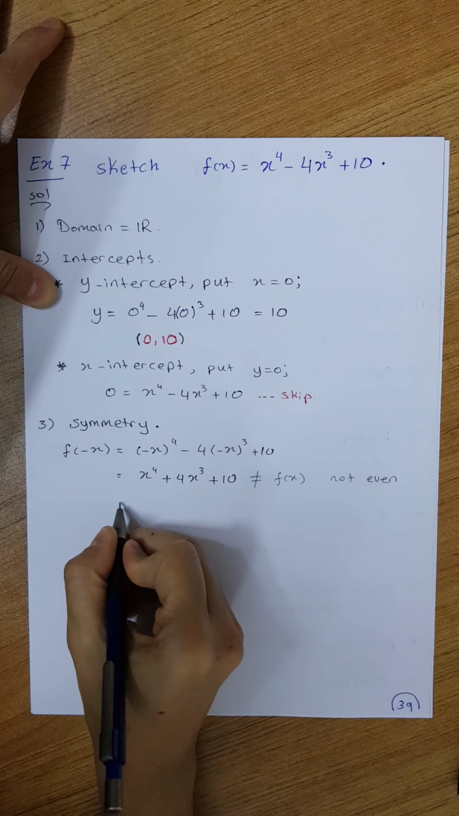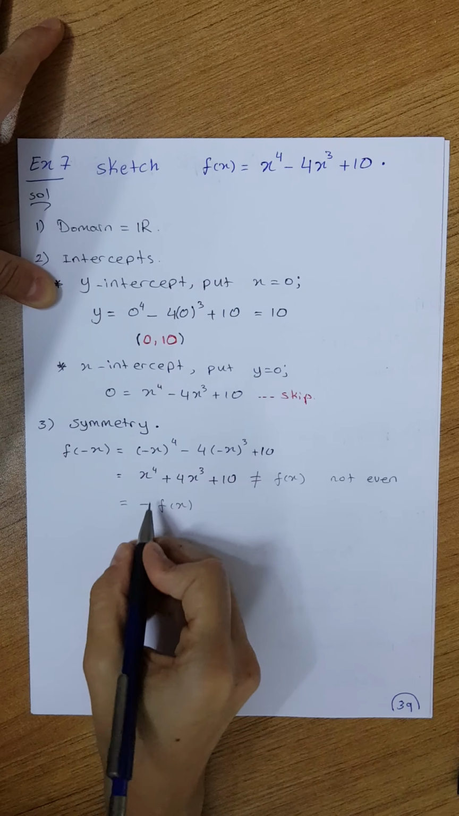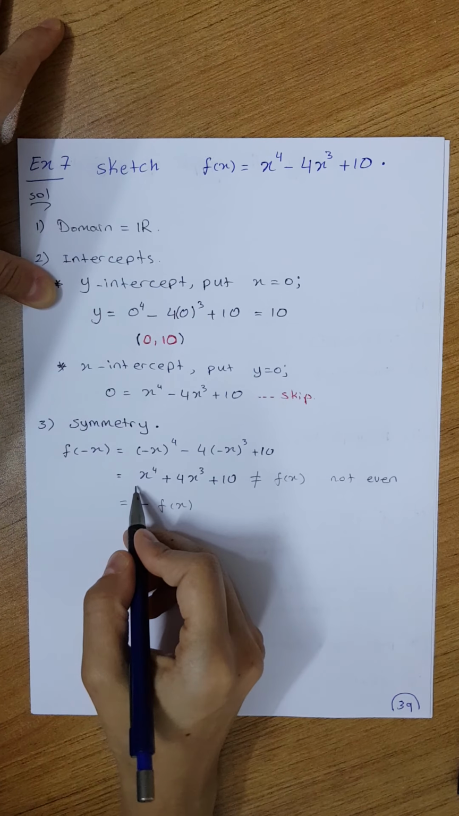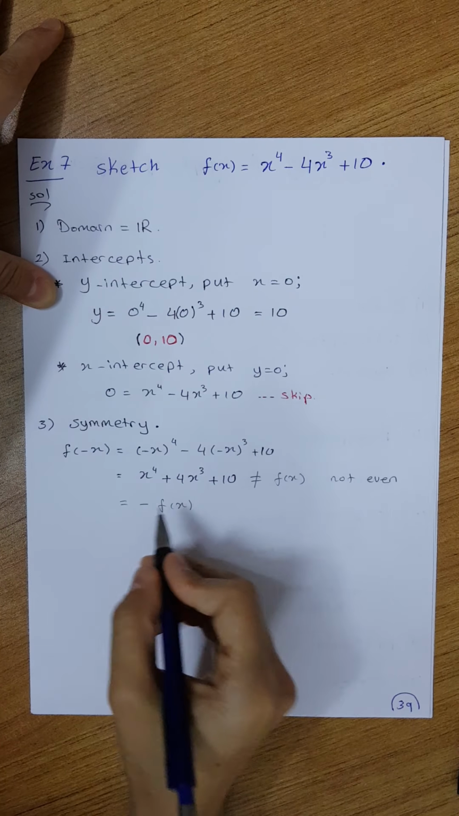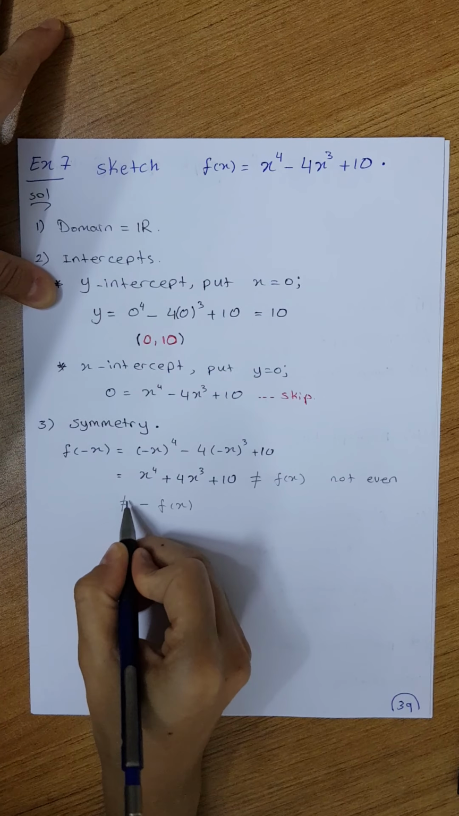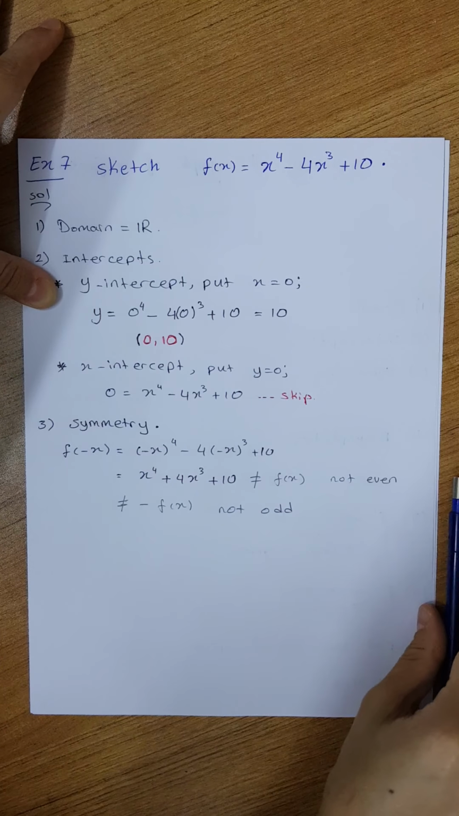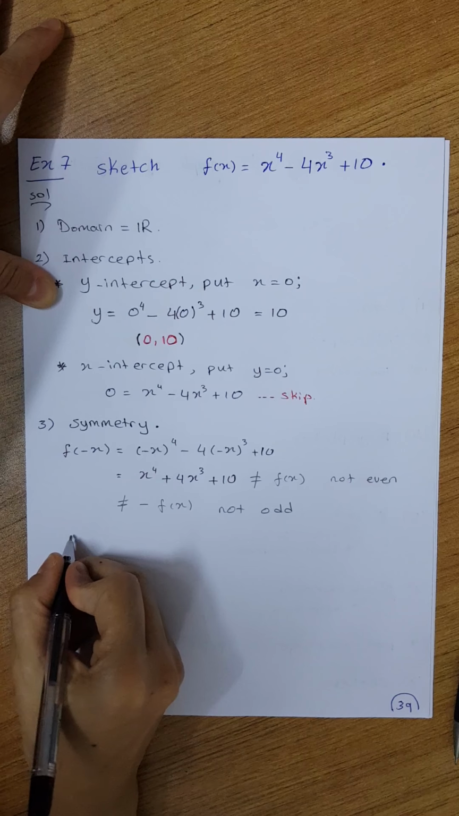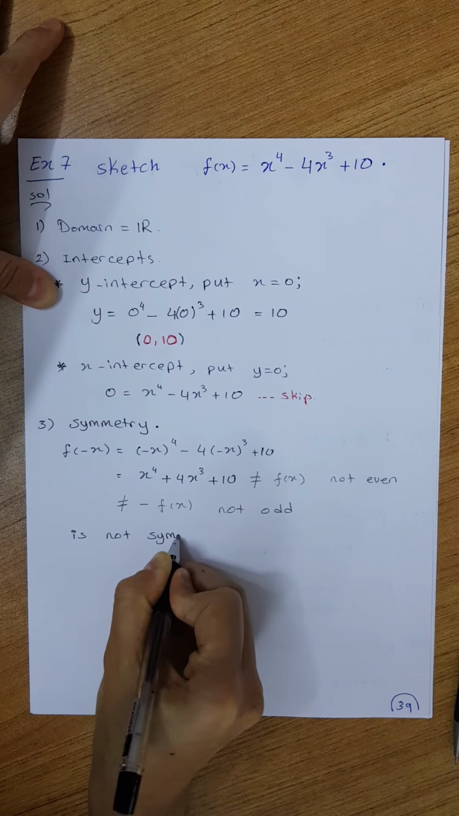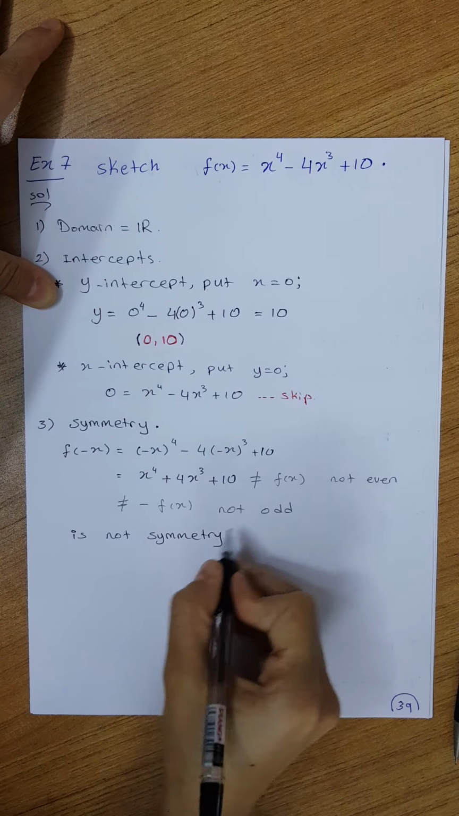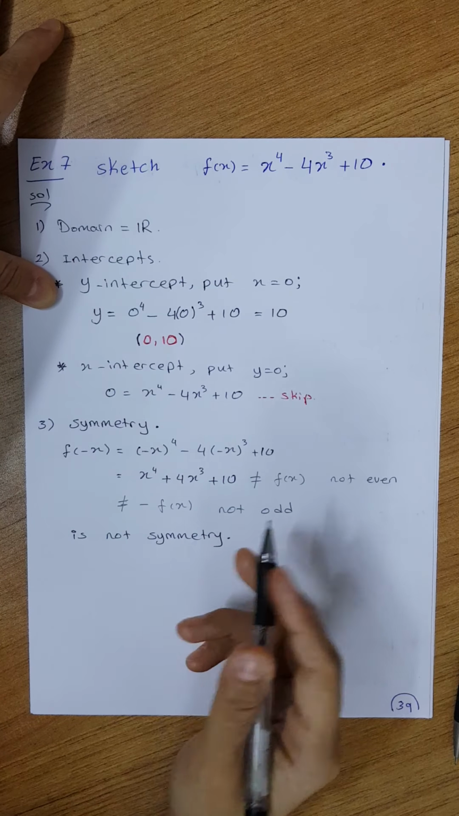Is this function equal to negative f of x? That means if I take a negative out, what will I get? I will get negative x to the power of 4 plus 4x to the power of 3 minus 10. Is that negative f of x? No, it is not equal to negative f of x either. So the function is not odd. Since it's not even and it's not odd, it's none of them. So we say that the function has no symmetry. When I'm saying it's not symmetric, I mean about the y-axis and about the origin.